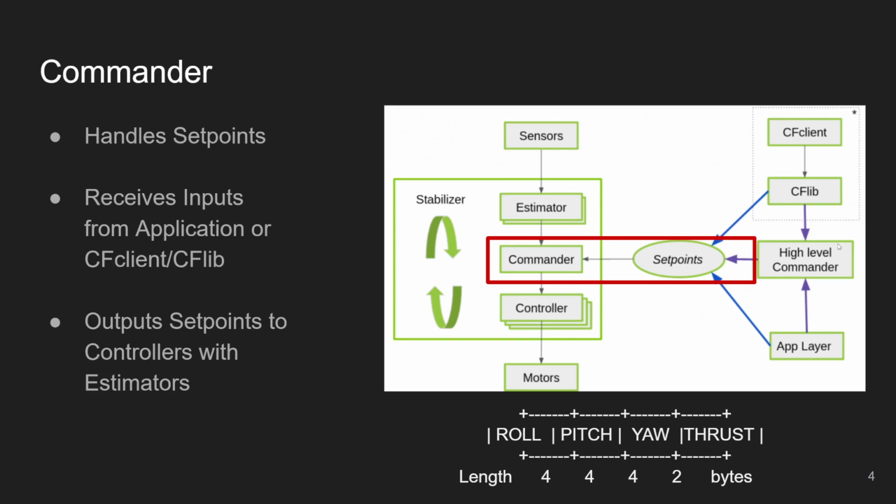We'll talk about the high-level commander in the next slide, but it works in the same way. It'll send these set points to the commander, and then the commander will create a queue of the set points, keeping track of what time they come in. And then when the controller needs new set points, the commander will send those over.